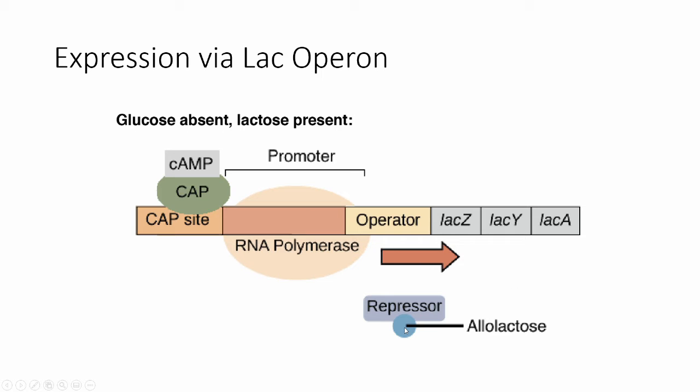When allolactose does bind to the repressor, it gets knocked off, allowing the RNA polymerase to continue and transcribe the LAC-Z gene, which makes the beta-gal, and then this beta-gal can break down the allolactose. This is how the cells basically get their energy. This is how they get their glucose.